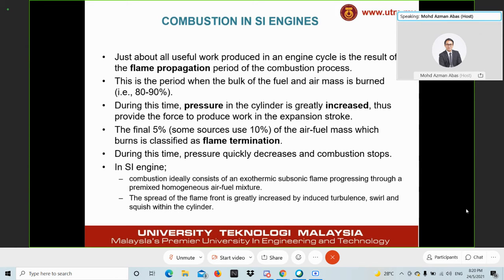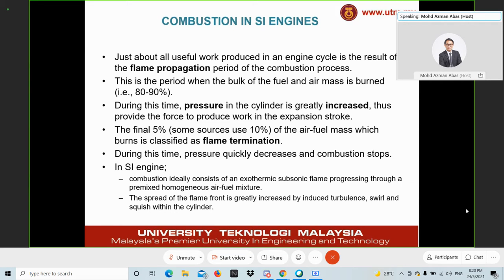And also the maximum pressure needs to be 5 to 10 degrees after TDC. So the final 5%, some sources would say 10%, of the air fuel mixture is being burned in the last phase, which is the flame termination.